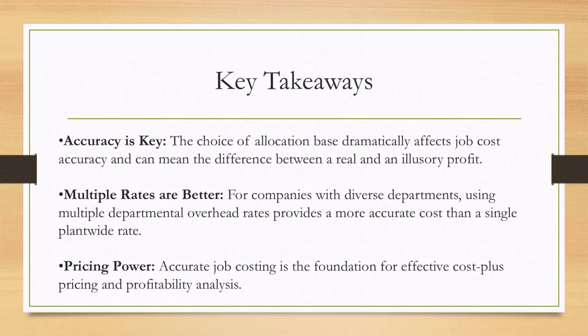Let's summarize what we've learned. First, accuracy is key. The choice of an allocation base has a dramatic effect on job cost accuracy and can be the difference between a real and an illusory profit. Second, multiple rates are better. For companies with diverse operations, using departmental overhead rates provides a far more accurate cost than a single plant-wide rate. And finally, this accuracy provides pricing power. Accurate job costing is the essential foundation for effective strategies like cost-plus pricing and for conducting meaningful profitability analysis.